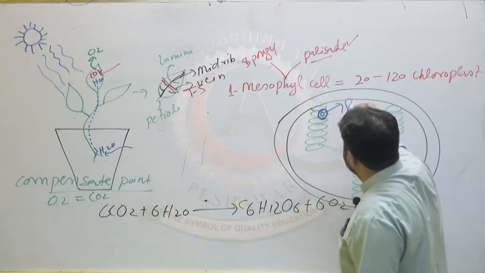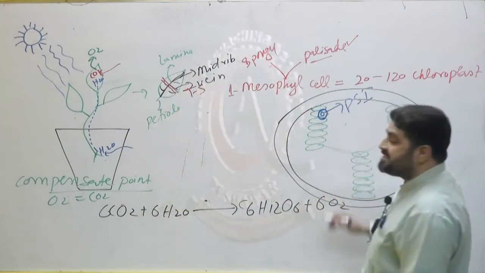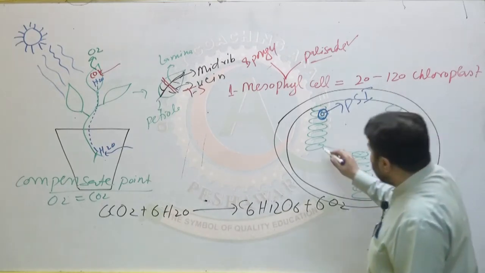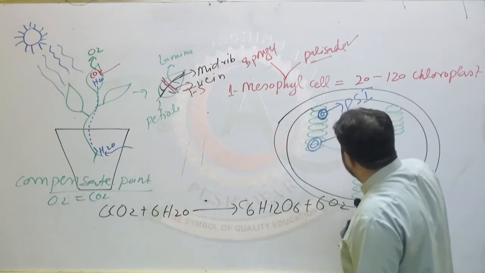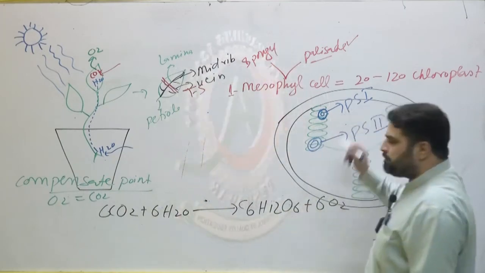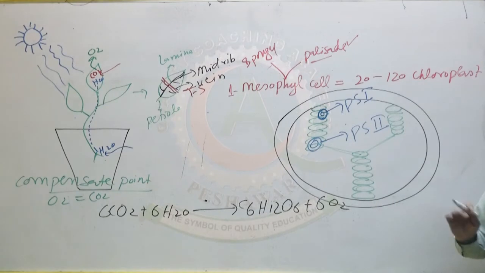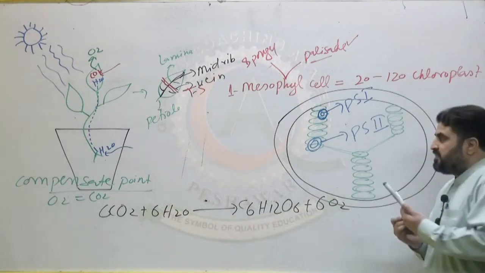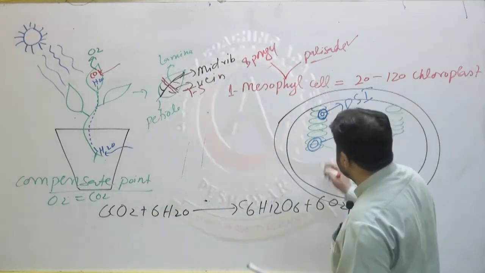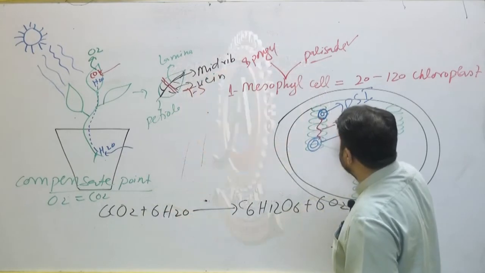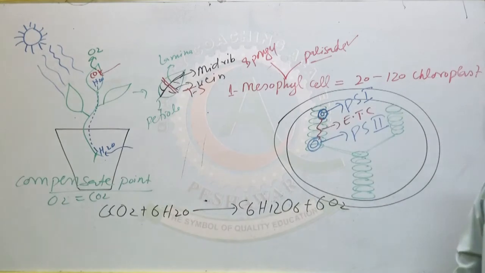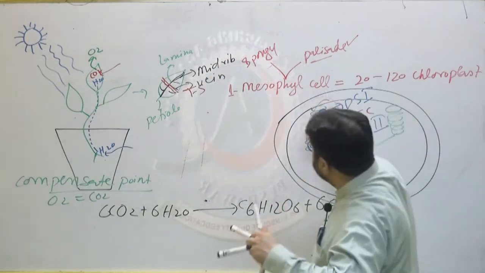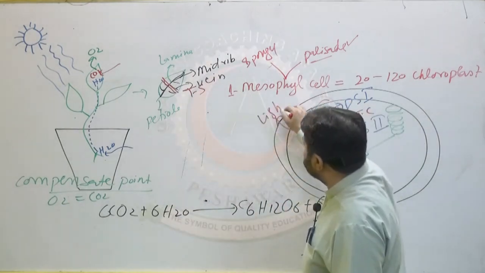And we have found that there is a cluster. We call it photosystem 1 because it was discovered first. Later on we discovered another cluster, which we call photosystem 2. So simply, one was discovered first and the second was discovered later on. That's why we call them photosystem 1 and photosystem 2. These two photosystems are connected with the electron transport chain, which is considered to be the light reactions.